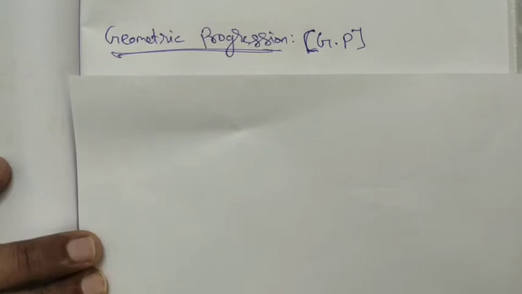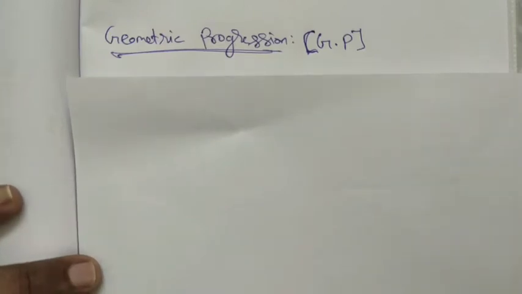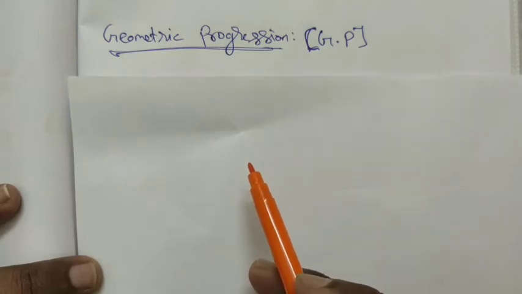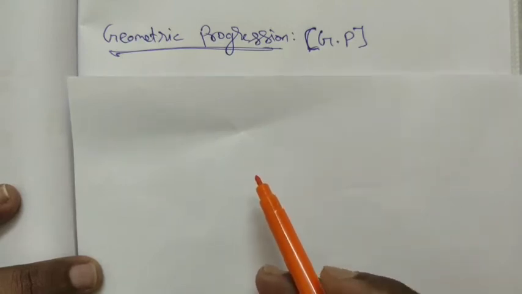Students, class 10, chapter 2, geometric progression, right? Let's see the introduction of the geometric progression. In geometric progression, GP, the common ratio is the main portion, right?